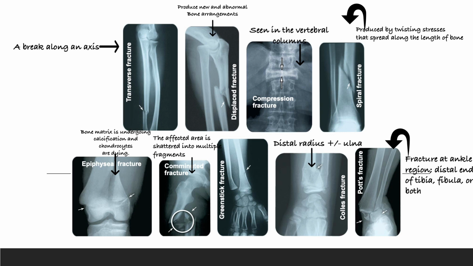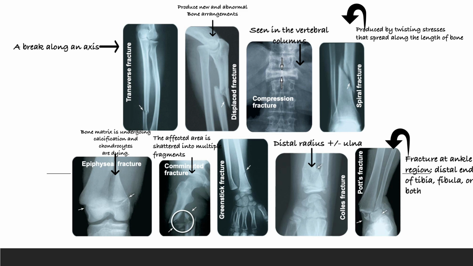stresses. Epiphyseal fracture. This is where the bone matrix is undergoing calcification and chondrocytes are dying. And we tend to see epiphyseal fracture in children because why? They are still growing. You can see the epiphyseal line here, it has not yet fused, and this allows the bone to grow longer. If you have not seen the video prior to this, I discussed chondrocytes there. Chondrocytes are cartilage cells and they are not bone, and anytime you see that, this tells you that the person is still growing.